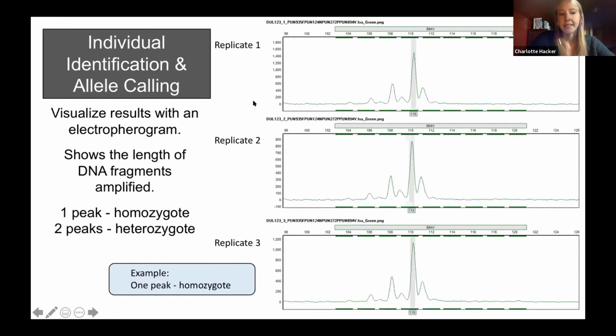And then this is just an example of a homozygote. This is a different snow leopard individual, DUL123, at the same locus. This is giving me a single peak at 110, so I would classify this snow leopard at this locus as a homozygote at 110. But these are all really nice pictures. These are really nice electropherograms.